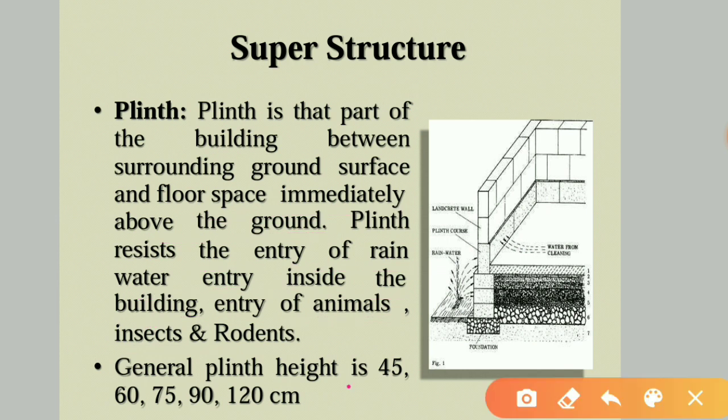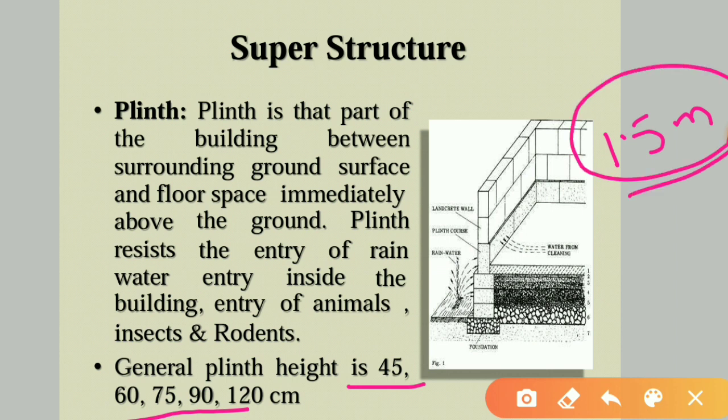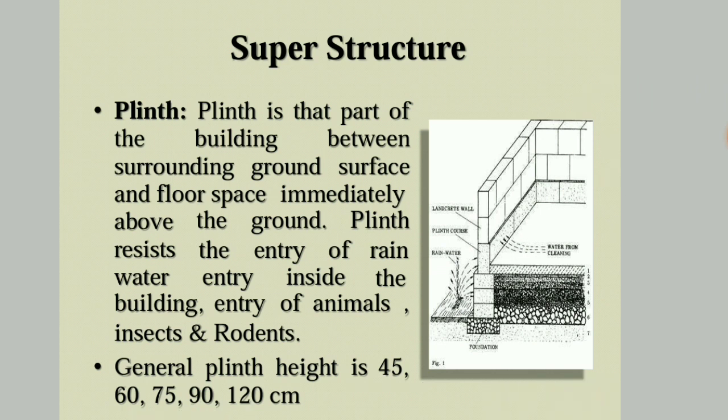Next one, general plinth height is 45 centimeters, 60 centimeters, 90 centimeters; 120 centimeters is also adopted. In some areas 1.5 meters is also adopted, mainly in the flood prone areas. 1.5 meters or 2 meters plinth height will be adopted in order to avoid inflow of water during the heavy flood period. So that is about a plinth. That way plinth is very useful in the structure.